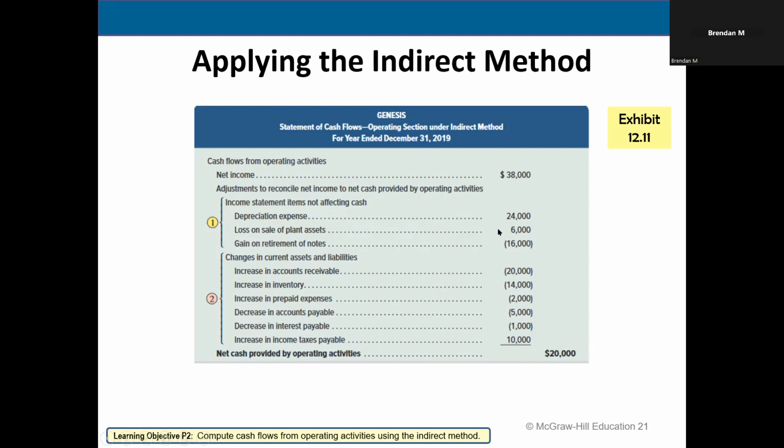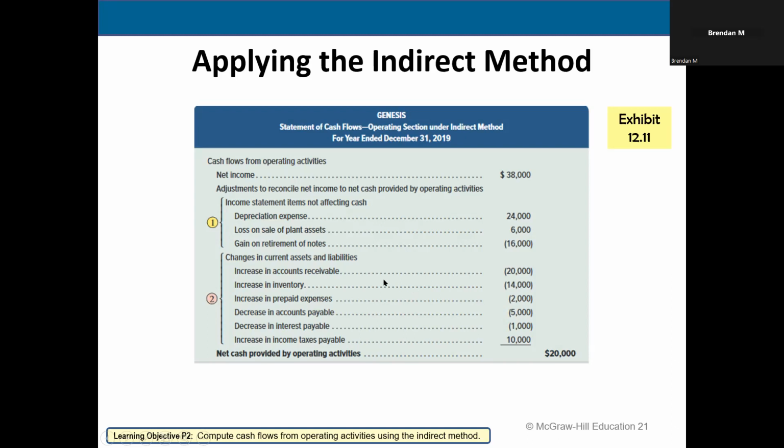A loss has to be added in and a gain has to be subtracted. This is a lot to absorb in just this slide here. And we're going to go over this in more detail, make it clearer. Here's the real guts of the operating section.